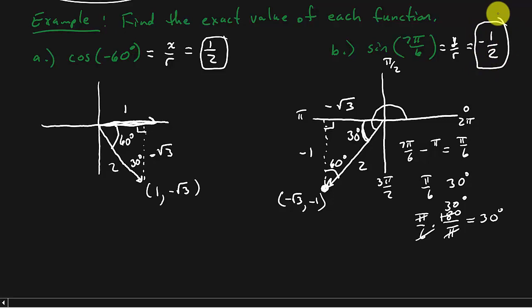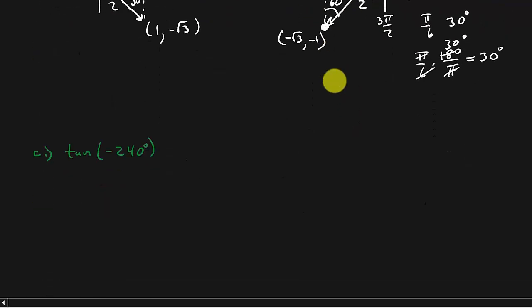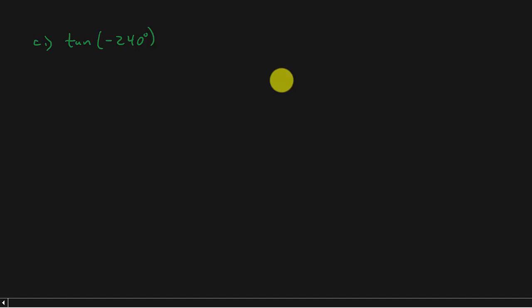Okay. See, this isn't that bad. All we're doing is trying to set it up to where we get a 30, 60, 90 triangle, or we get a 45, 45, 90 triangle. That's what we're trying to make. All right, so let's look at this one.